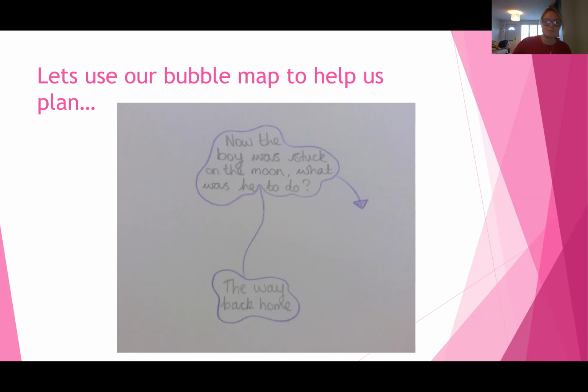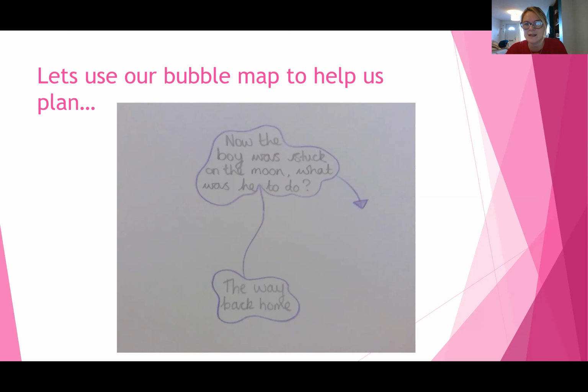So in your first bubble, I have put, "Now the boy was stuck on the moon, what was he to do?" So can you pause the video now and start your bubble map? All I want you to do is put "the way back home" in the middle. And then your first bubble above that, like mine, says, "Now the boy was stuck on the moon, what was he to do?" So pause the video now and complete that part of the bubble map.